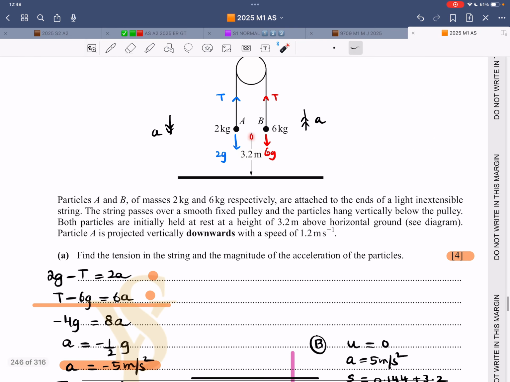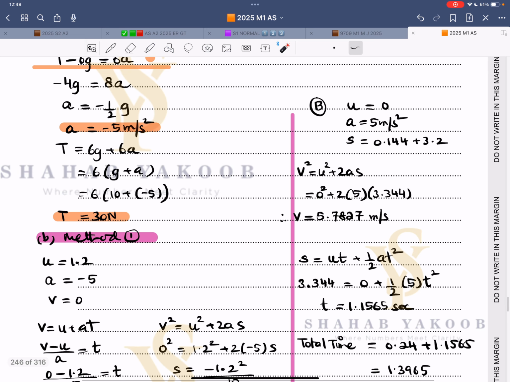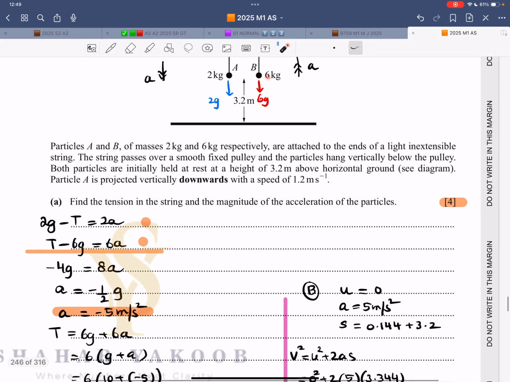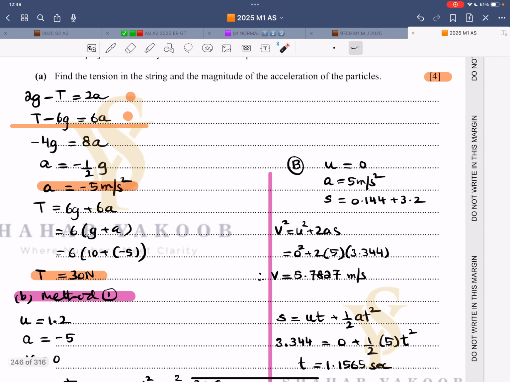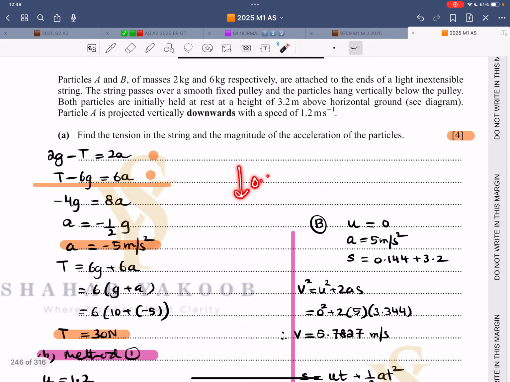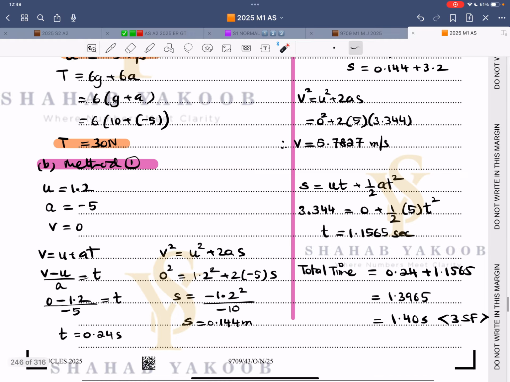That means it was 3.2 meters above the ground. It would just go down a bit. The velocity would drop to 0, and then it would turn around. What is happening to particle B at this instant? Initial velocity is 0 and acceleration is 5. So now it is above the ground, because initially if this is moving 0.144 down, this is moving 0.144 up. This is how high it is above the ground.